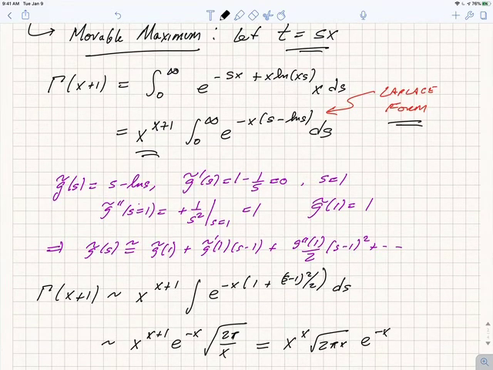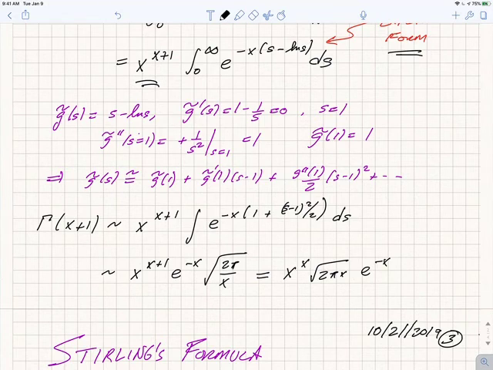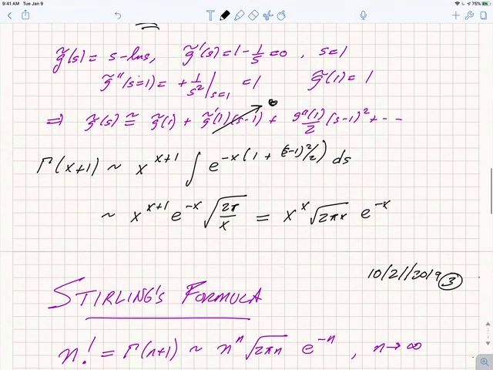So the value of g at 1 is equal to 1. Its derivative at 1 is equal to 0. And g double prime is just 1 over s squared, which is equal to 1. So we're going to approximate g as its value at 1. This is going to vanish. And we're going to get the quadratic approximation here.